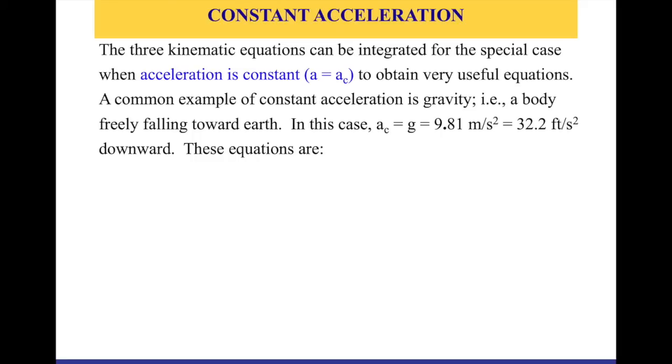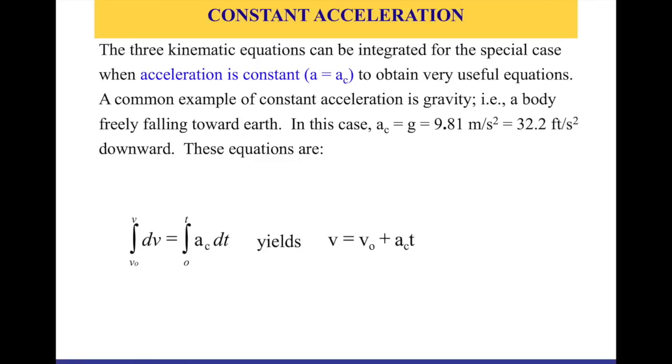A common example of a constant acceleration is when we have gravity, an object falling freely toward the earth, free fall. In this case, we have an acceleration which is 9.81 meters per second squared, the acceleration of gravity, or you can look at it as 32.2 feet per second squared. These equations we can look at from a different point of view.